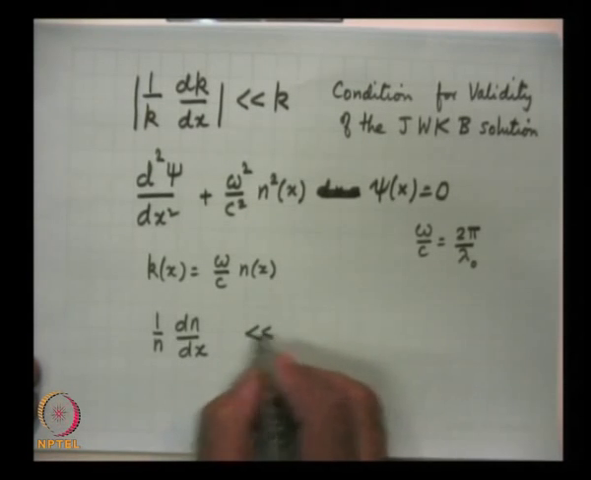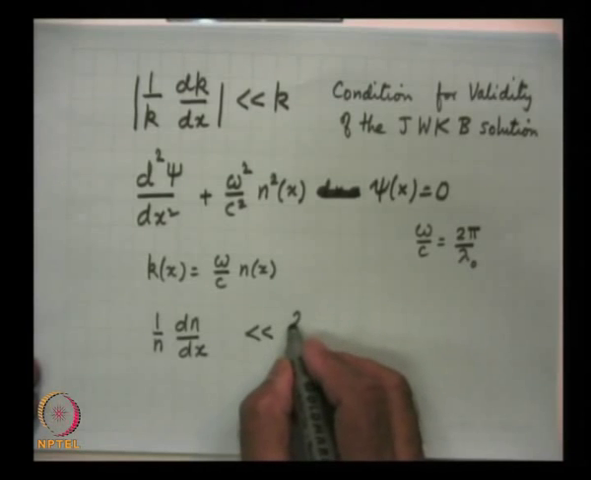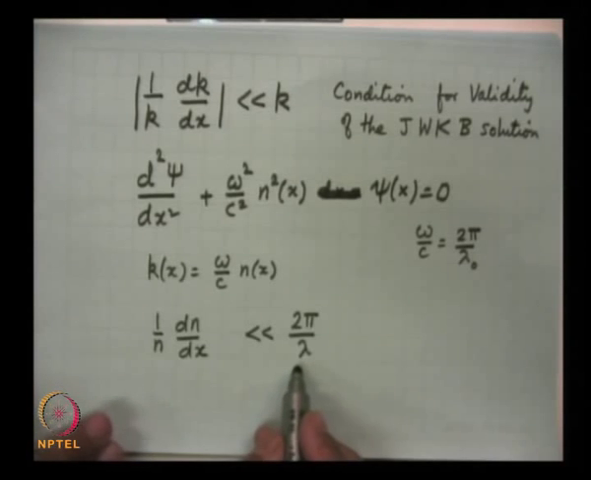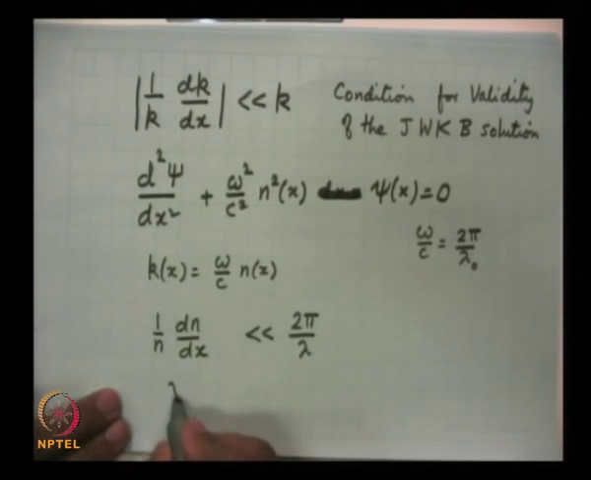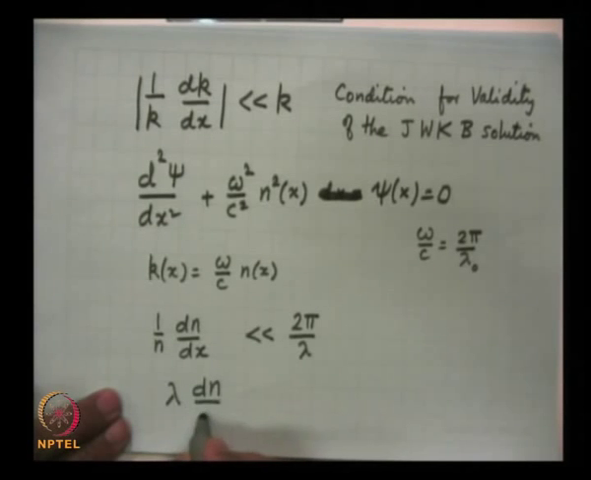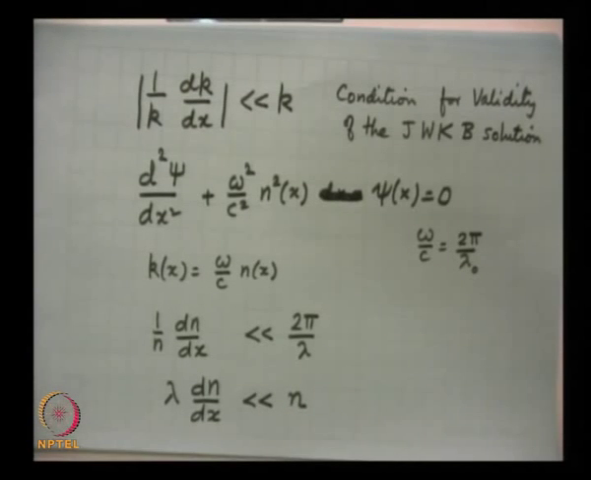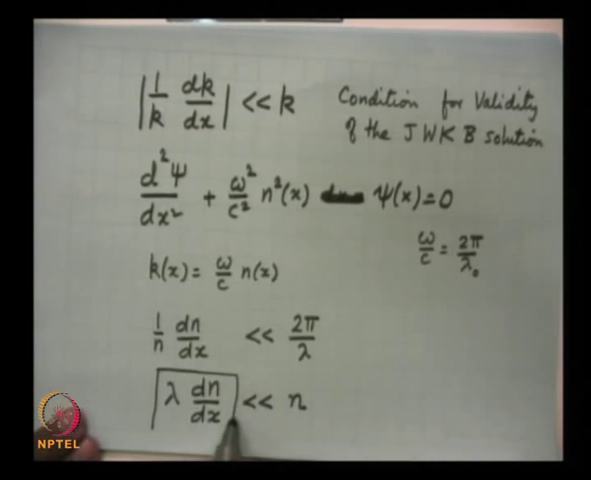which should be less than the magnitude of k, where k is 2 pi by lambda, the local wavelength in the medium with the local refractive index. And therefore, if I multiply both sides by lambda, I will get lambda d n by d x, neglecting the factor of 2 pi, is less than n. D n by d x is the rate of change of the refractive index multiplied by wavelength. That means this quantity on the left hand side is the change in the refractive index in a distance of the order of the wavelength.